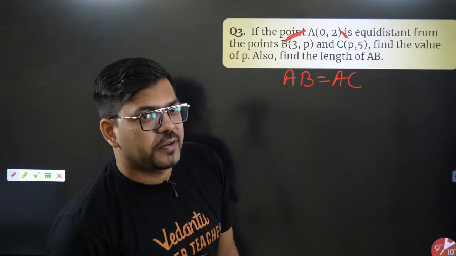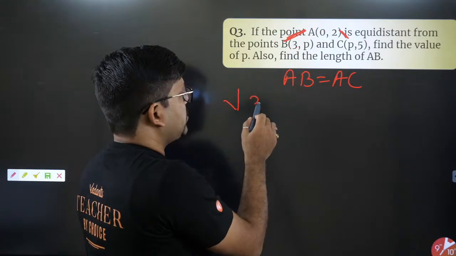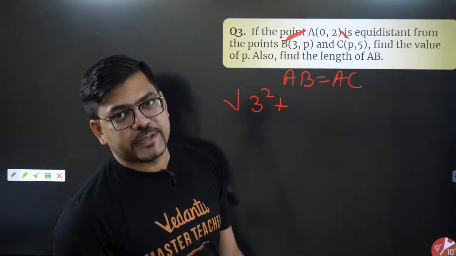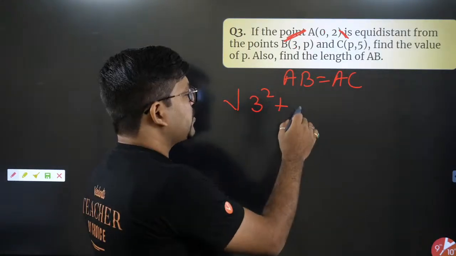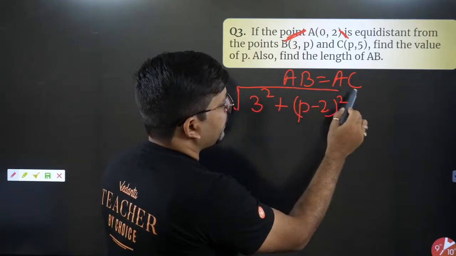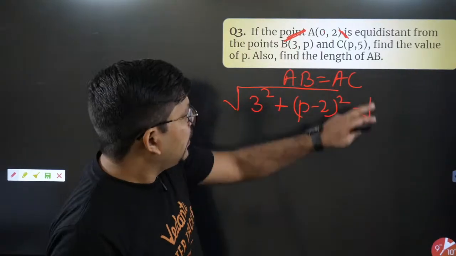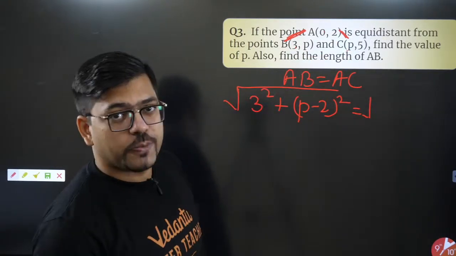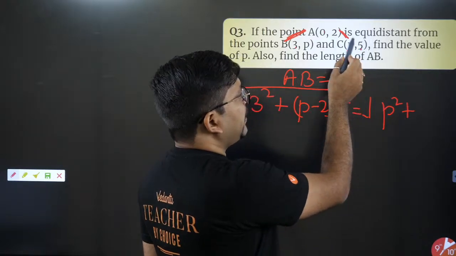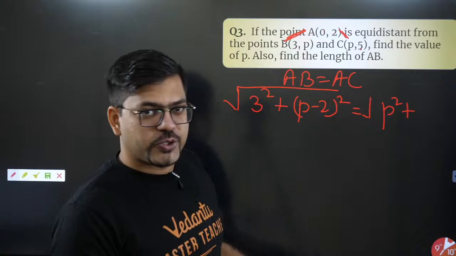Yeah, distance formula. So I'll write root under x2 minus x1, that is 3 minus 0, 3 square, plus y2 minus y1, that is p minus 2. So p minus 2, y2 minus y1 whole square. Okay, this is equals to root under AC. So if I talk about AC, x2 minus x1 whole square, so p minus 0, that is nothing but p square, plus y2 minus y1, so 5 minus 2, that is 3 square.